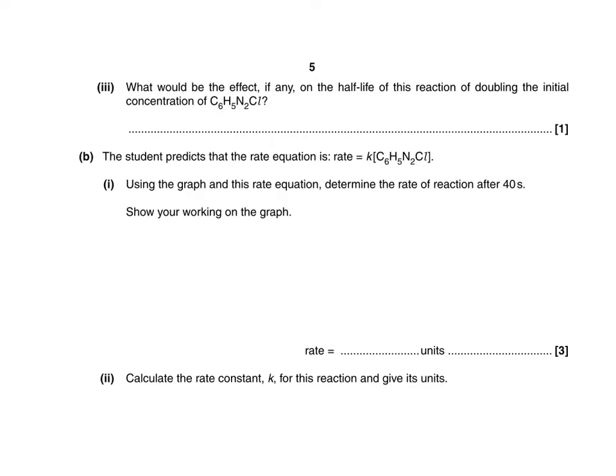So having calculated your rate here, the units, it's concentration over second, so your units are going to be mole per dm cubed per second. Okay, and then you get a separate mark for this. So 2 marks for drawing a tangent and calculating it. So 1 mark for the tangent, 1 mark for the calculation, and then 1 mark for the units.